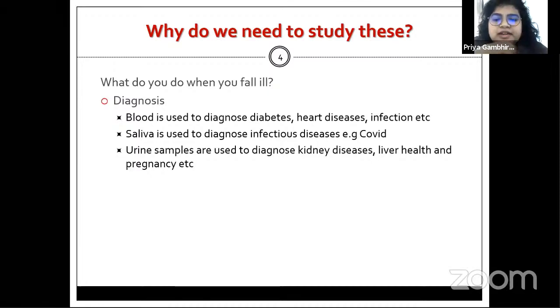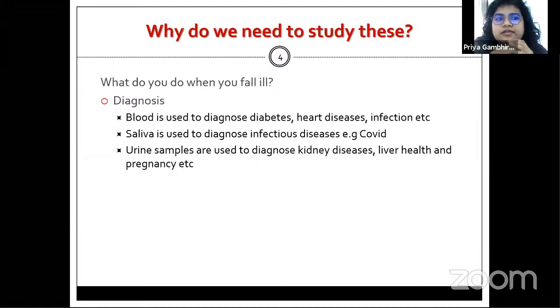You also look at your platelet count and WBC count, and you come to know if there's any infection going on in the body. Most often, saliva is also used. For example, very commonly nowadays, you use a throat swab, or a mucus swab, but saliva is also quite commonly used for TB or COVID kind of infectious diseases. Then you use urine samples for diagnosing kidney, liver health, and pregnancy. The most common use of biological fluids is in diagnosis.